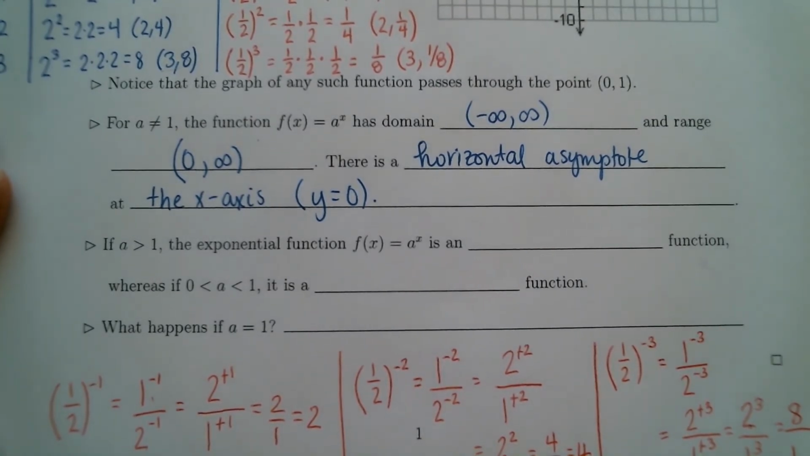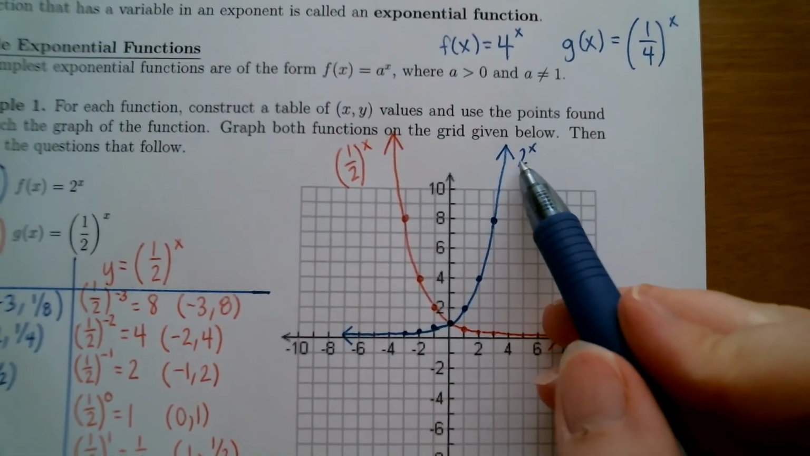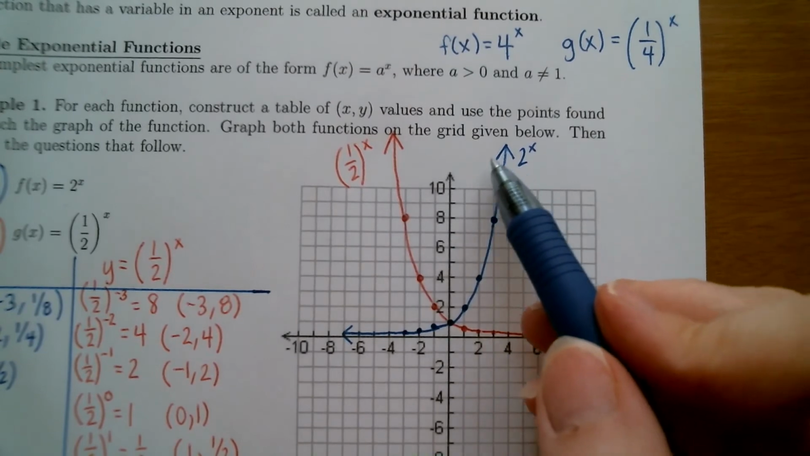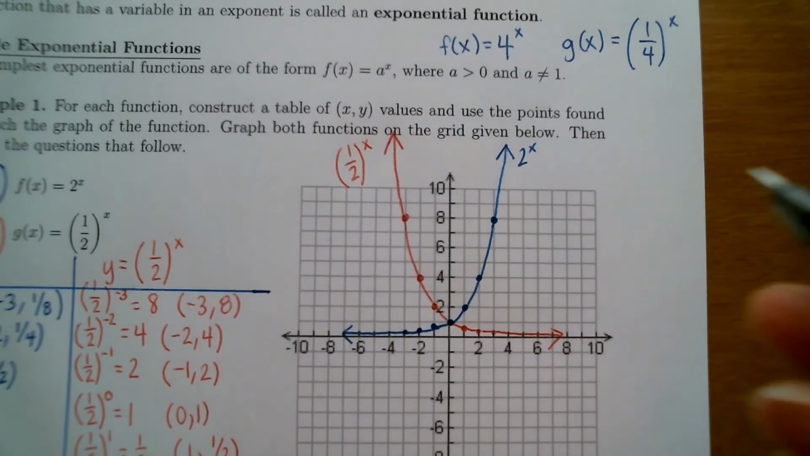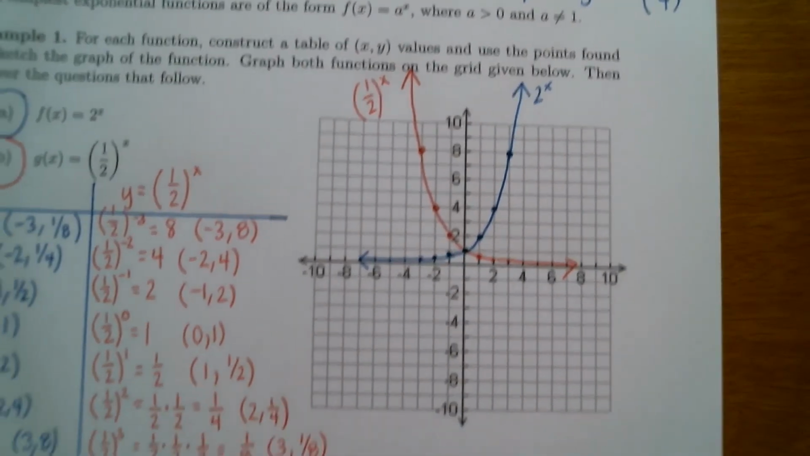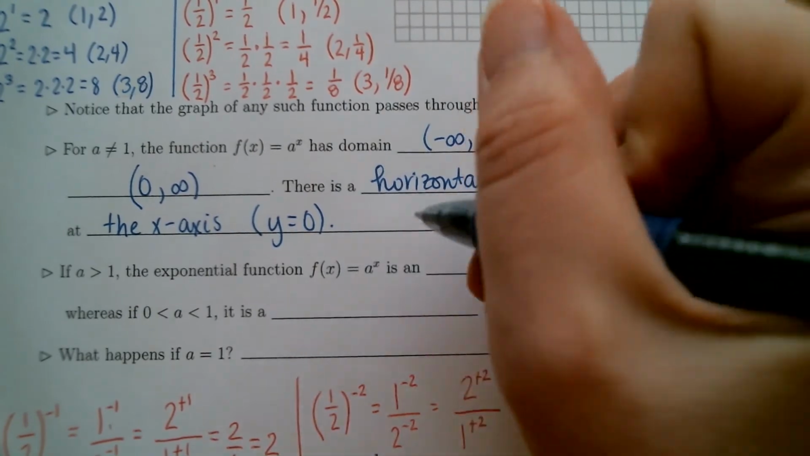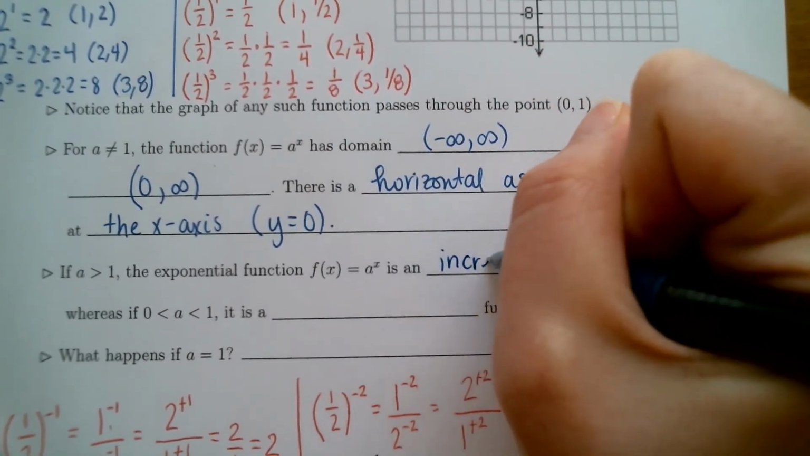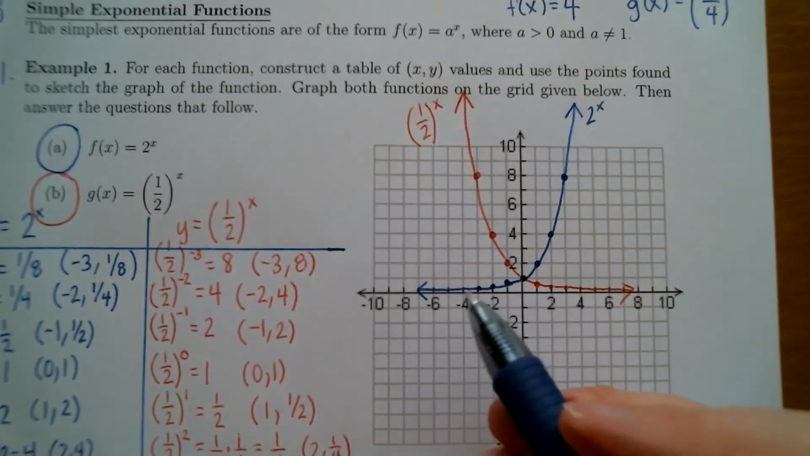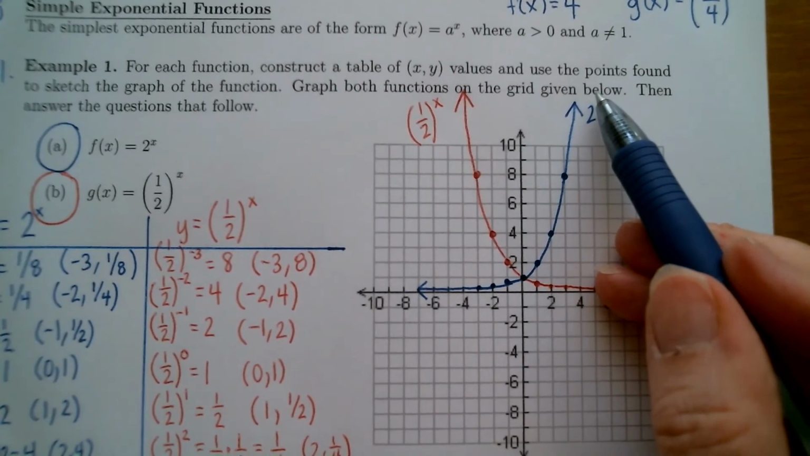If the base is bigger than 1, meaning you're looking at the blue graph, this base is bigger than 1. 1/2 is not bigger than 1. So we're looking at something like the blue graph. Like I said, 3 to the x would look the same, 4 to the x, 5 to the x, and so on. So if the base is bigger than 1, then the function is an increasing function. If you travel this blue curve from left to right, you are rising the whole time.